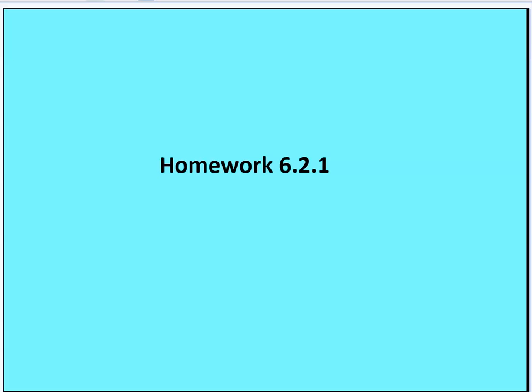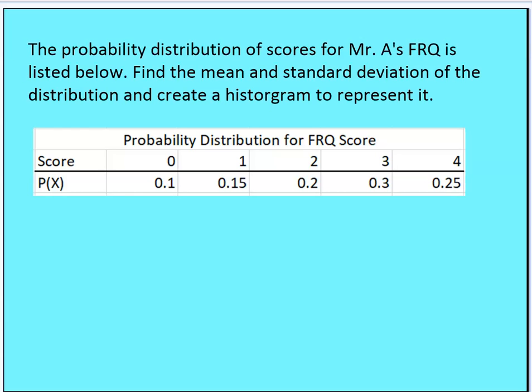All right, so this brings us to our first homework problem, 6.2.1. The probability distribution of scores for Mr. Otten's FRQs is listed below. Find the mean and standard deviation of the distribution and create a histogram to represent it.